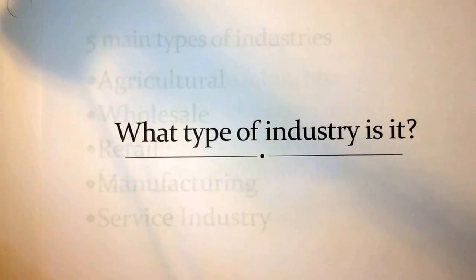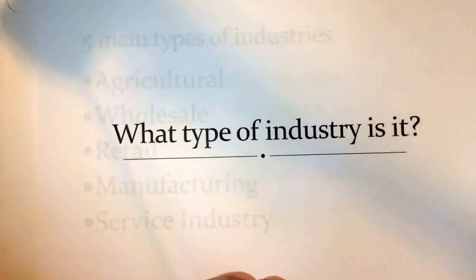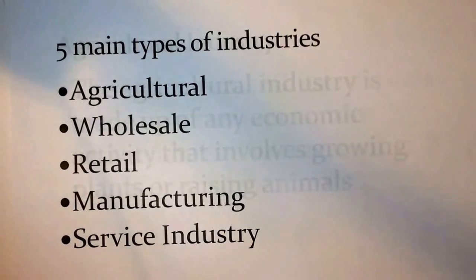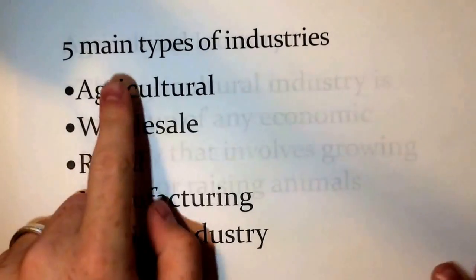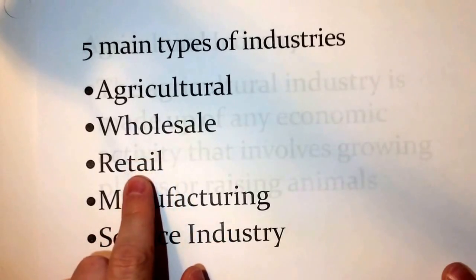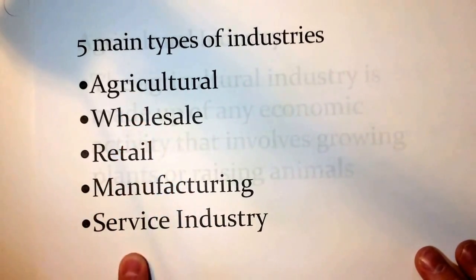All right, our next type of thing that we got to watch out for in economics is always the types of industry. And so this is what we're going to look at next. This is something else that shows up quite often throughout the school year. These are our five main types of industry. First one is agriculture, then we have wholesale, retail, manufacturing, and service industry. The faster we memorize these five, again, will be the faster we can be successful on tests because this could be 1 or 2 questions on a test.